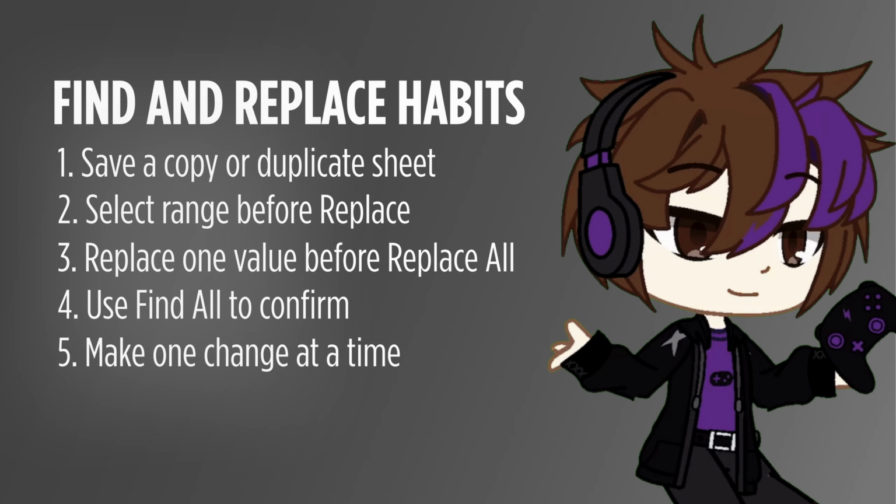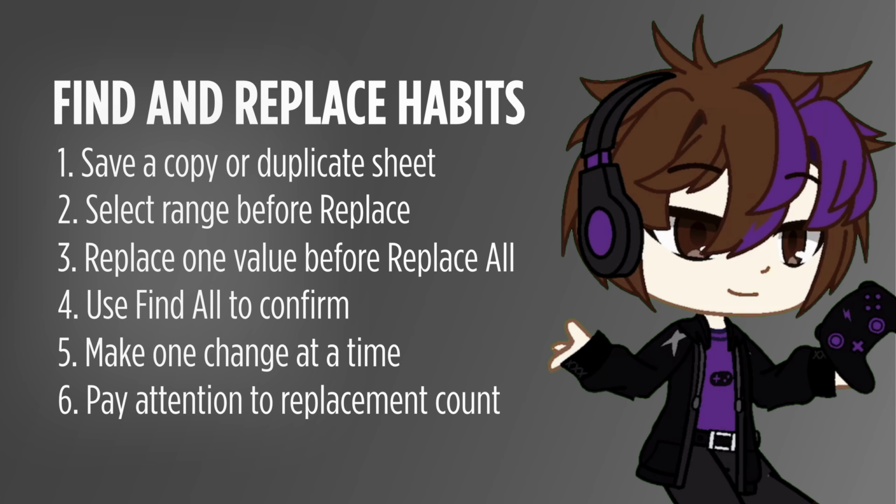And the fifth thing is just make one type of change at a time. Finally, pay attention to the replacement count. If Excel reports roughly the number of replacements you expected, that's a good sign. If the number is much higher than you expected, it's a good idea to stop and review the results. And remember, if something doesn't look right, undo, as always, is your friend.